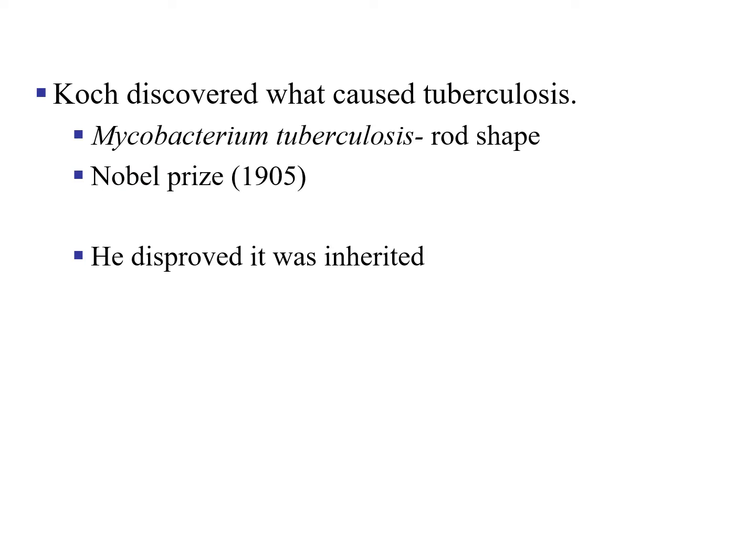So Koch discovered what caused tuberculosis, and he won the Nobel Prize for it in 1905. The etiology of tuberculosis is Mycobacterium tuberculosis. So he disproved that TB was inherited. Before that, people thought that you inherited this debilitating disease.